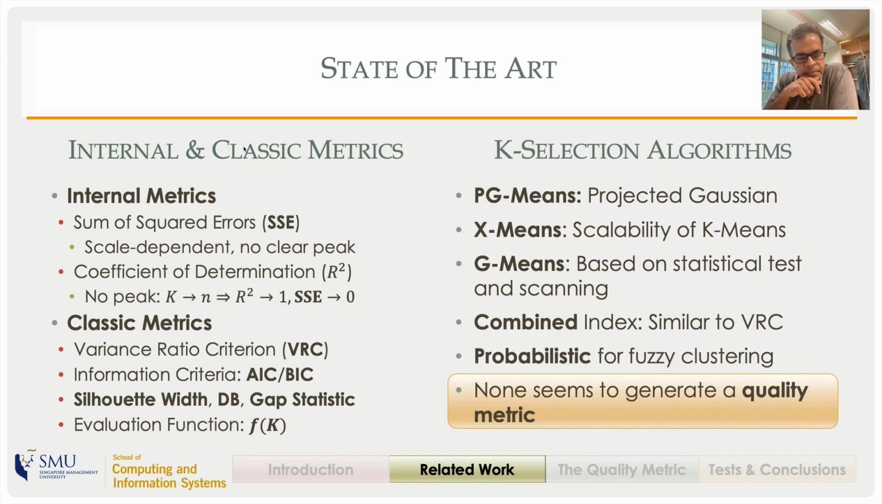In addition to these classic metrics, we have certain algorithms that are designed to solve the case selection problem. PG-means, projected Gaussian, is a way in which you project both the data and the model, the clusters, into a linear space and then study the variance. X-means is a way in which you can address the scalability issues of K-means. There are J-means and combined index, etc. None of them actually generate a quality metric that is easily taught at undergraduate introductory levels.